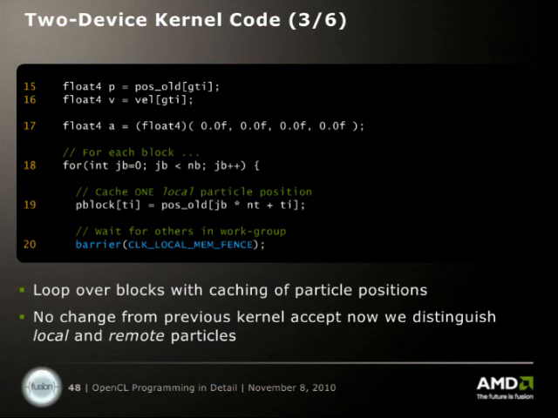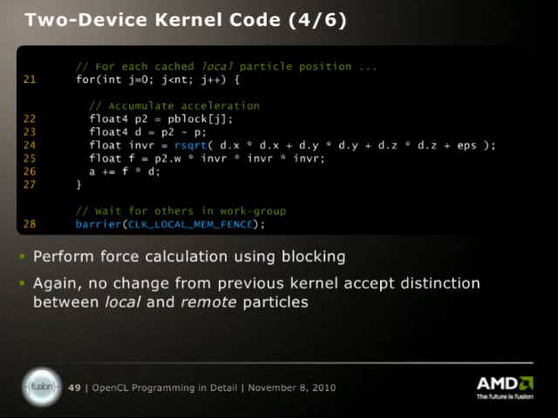So the kernel code at this point looks exactly the same as before, but what I've noted just before line 19 is that line 19 is caching one particle position. It's caching it from the local particle array. In other words, it's reading this in from the array of particle positions that this GPU is responsible for updating. So that's the only change there, just to understand the context of what's going on in line 19.